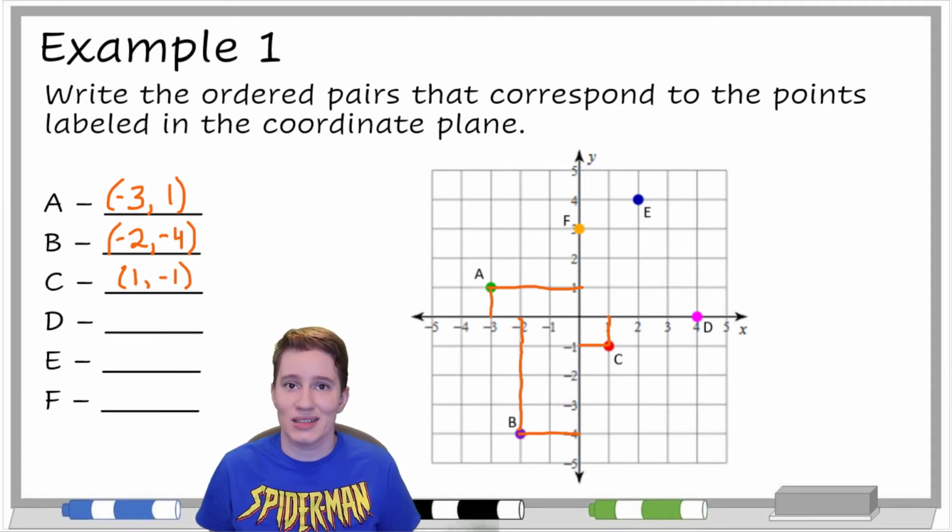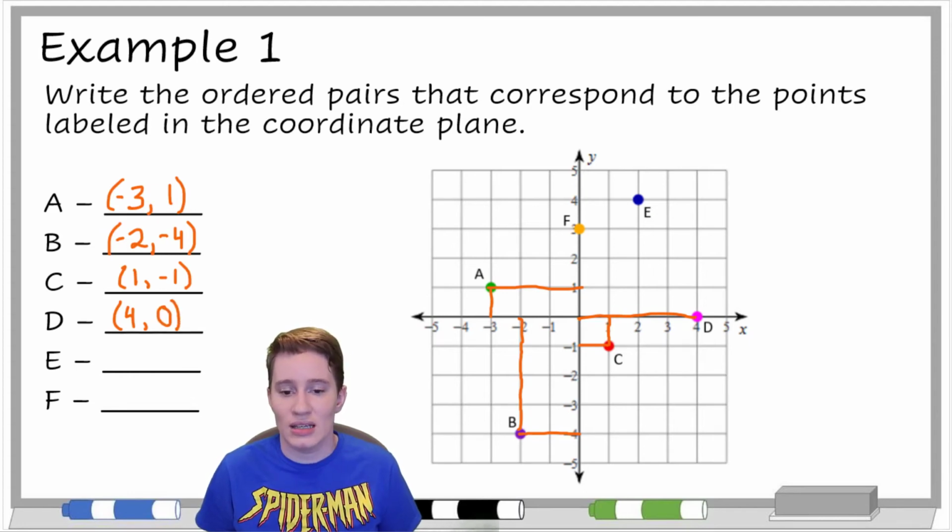Okay, D, this pink dot over here. We have to go over all the way here to +4. So that's our x value at 4. But we actually don't go up or down at all, right? So this is actually at 0 for y. So this is 4, comma, 0.